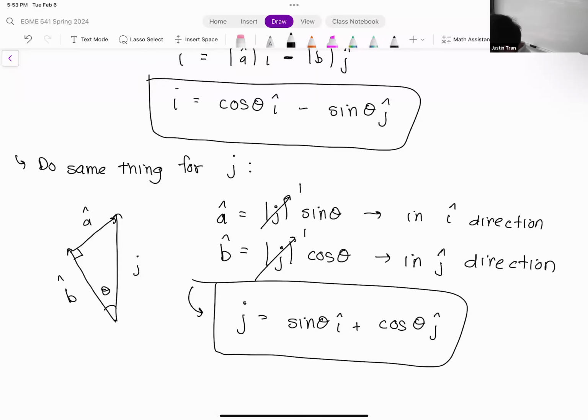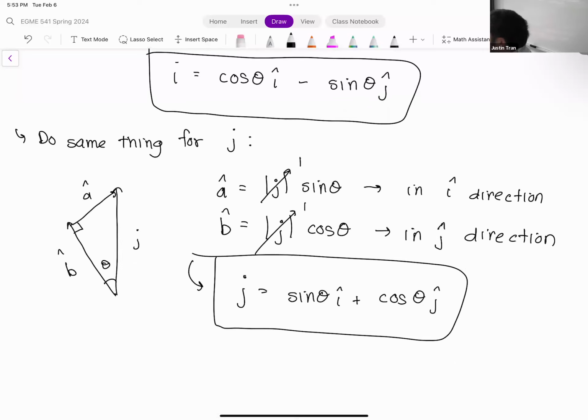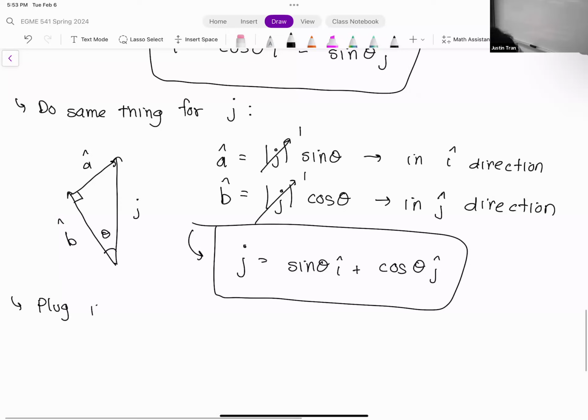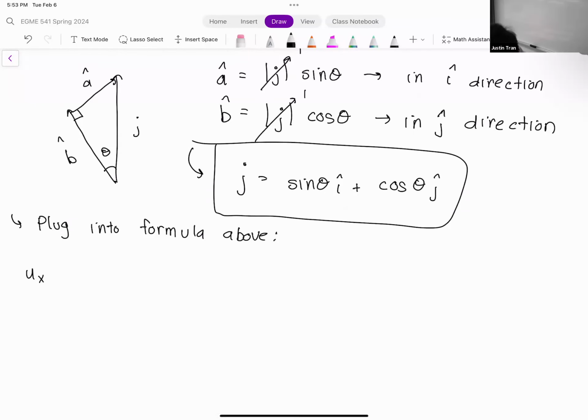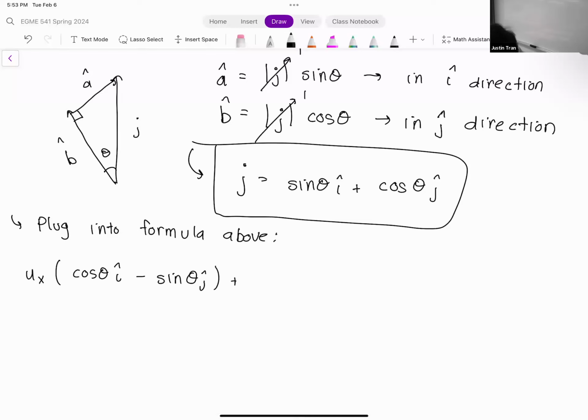All right. So now that we have expressions for both i and j, we can plug this into our vector equivalency formula that we have above. If we plug in for the formula above, we have ux multiplied by i. And so we plug in for i, we get ux times cosine theta i hat minus sine theta j hat, plus uy. Uy is multiplied by j, so we have uy times sine theta i hat plus cosine theta j hat. This is all equal to ux hat i hat plus uy hat j hat.